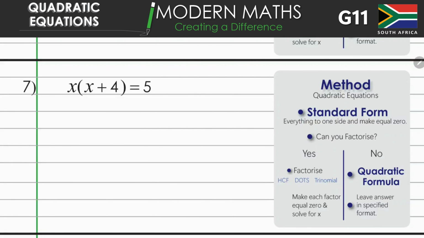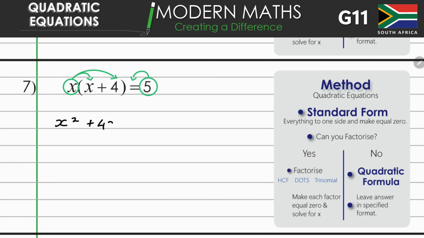Right, next up, they're just blowing a bit of smoke in your face with this bracket. So what you need to do is distribute the x so that we can start on our mission to get standard form. So I'm going to distribute the x at the same time. I'll move the 5 over so that it helps me get standard form a little bit quicker.